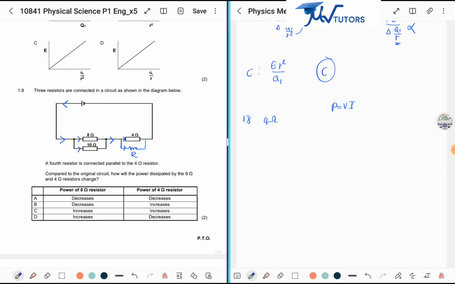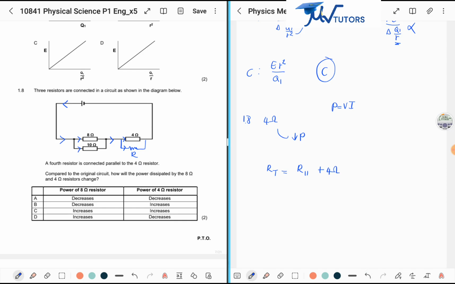All right, so yes, because the current will have decreased, I'm expecting the power for the 4 ohm resistor to also decrease. Okay, now overall, let's see what's happening overall in the circuit. So if you introduce another resistor, remember, if we're looking at the total resistance, it'll be the parallel resistance times the 4 ohm resistor, right? I should have actually just written it as 4 ohm.